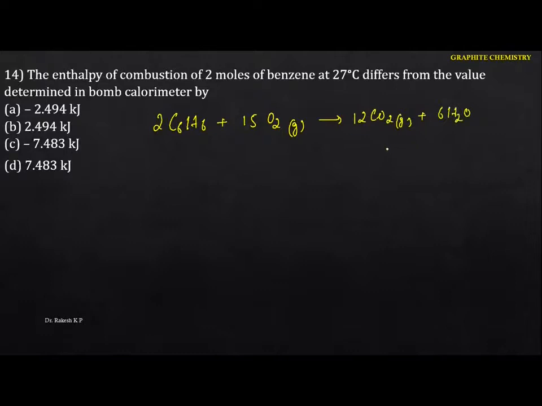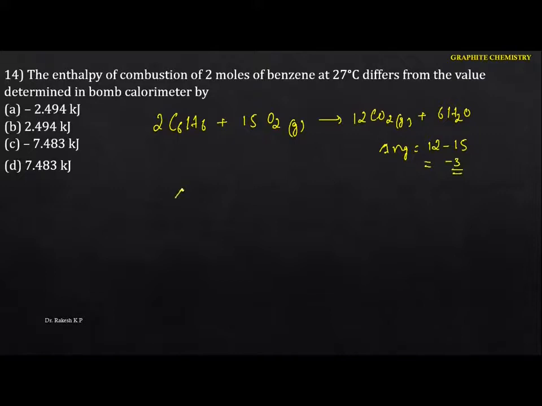Okay, so now we have to identify which is the gaseous one. That means the delta n of g. So here the gas will be the carbon dioxide, so you can identify it. You just go with this one here: number of gaseous products minus the number of gaseous reactants. Hence the value we got is minus 3. We got minus 3 as the delta n of g.